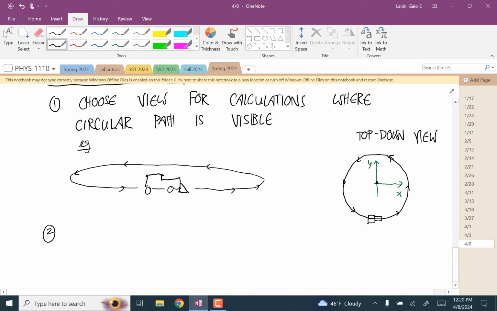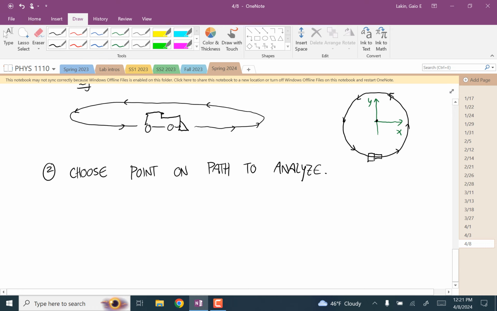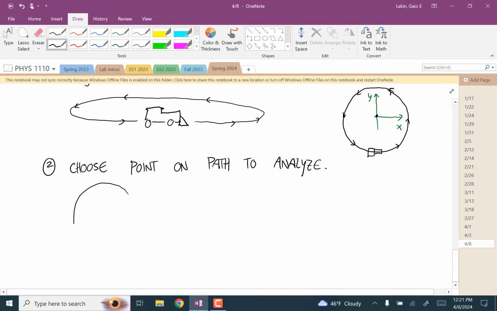Second, choose the point on the circular path to analyze. Sometimes you'll be told what instant to look at. Sometimes you can just choose for yourself. Once you've chosen the view and the orientation of the coordinate system, let's say we're going to do a calculation involving that point.